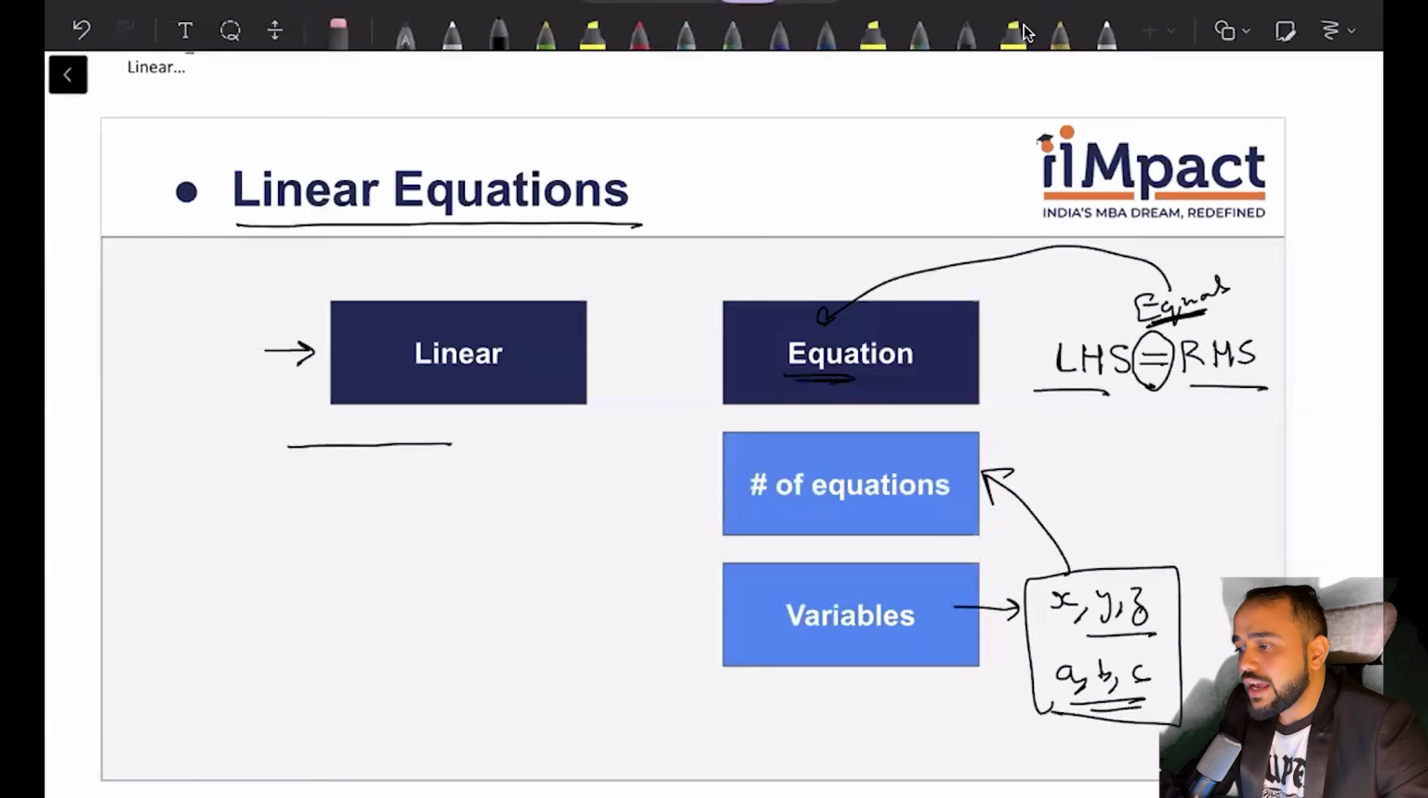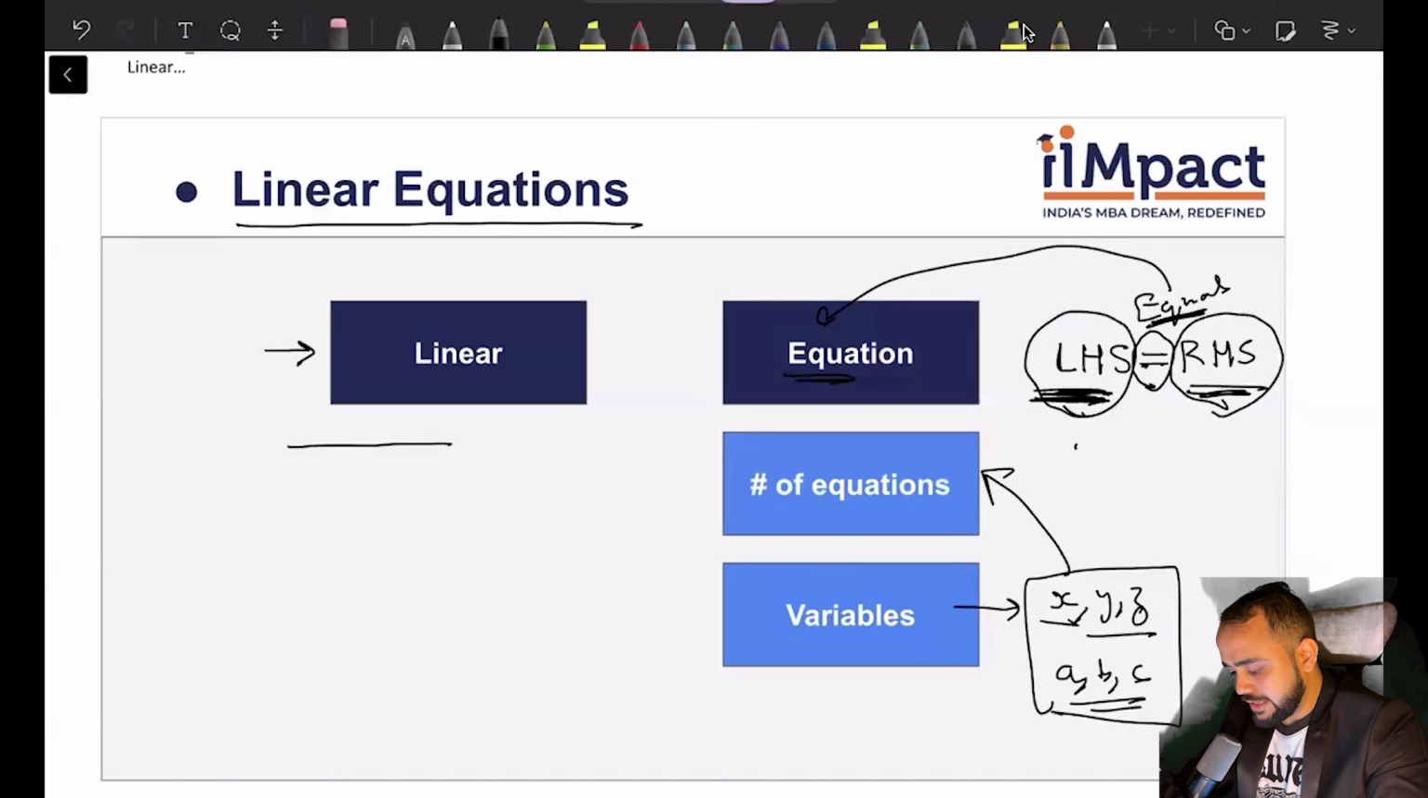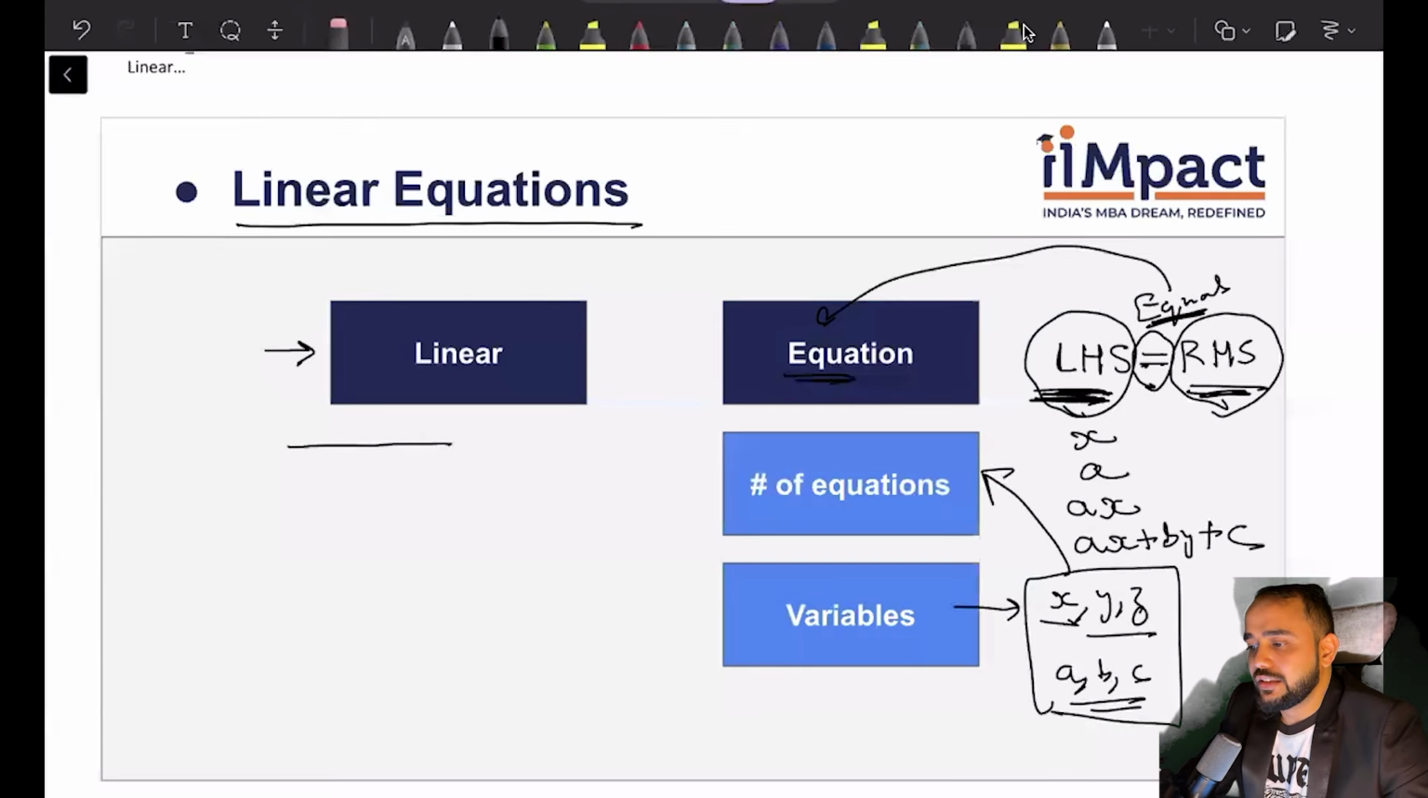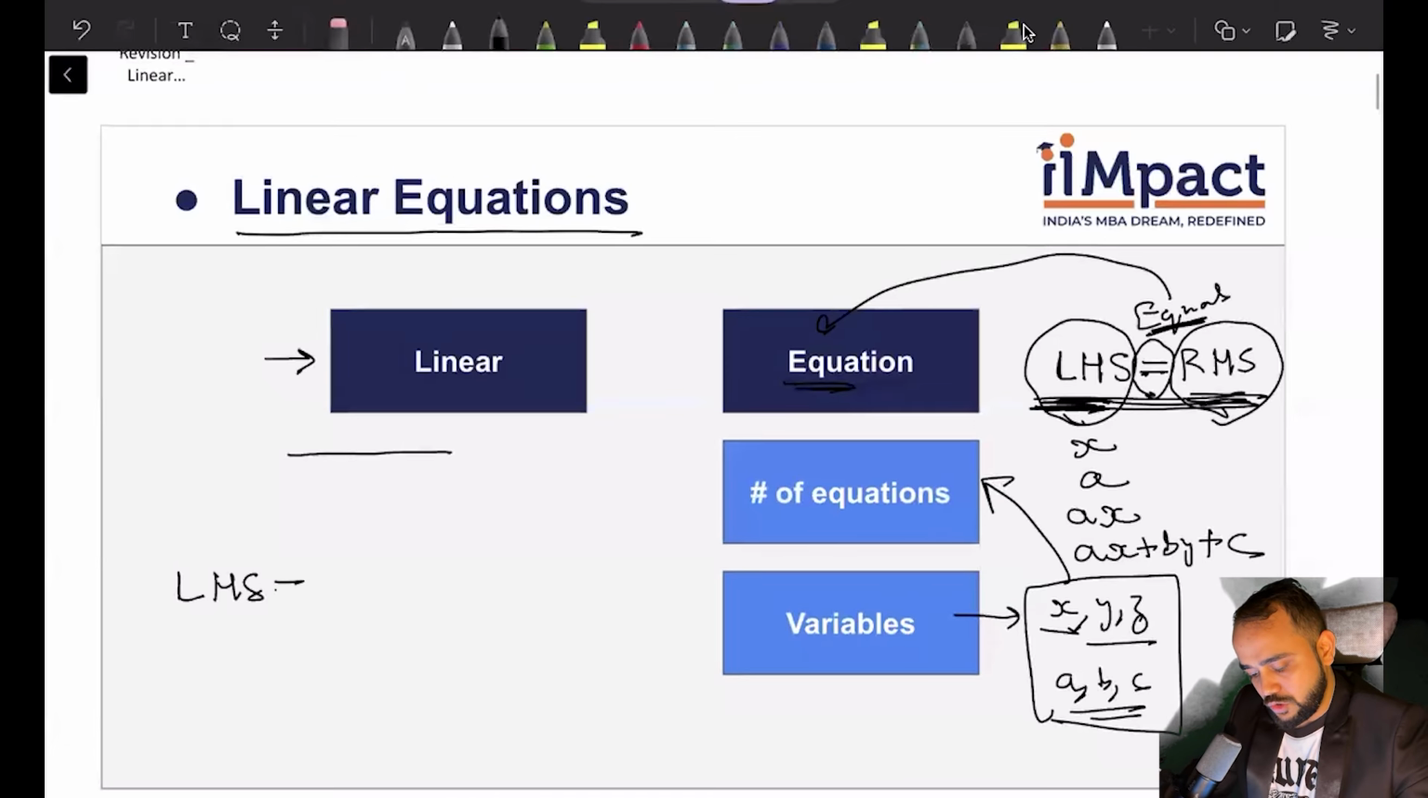So generally you will have to make an equation, or an equation will be provided to you in which you will have something on the left side of the equality and something on the right side of the equality. What it literally means is that whatever quantity you have on the left side and whatever quantity you have on the right side, they are equal to each other. The quantity in question could be anything. It could be just x, it could be just a, it could be a into x, it could be a into x plus b into y plus c. It could be anything. One such result of LHS is equal to RHS is called one equation.